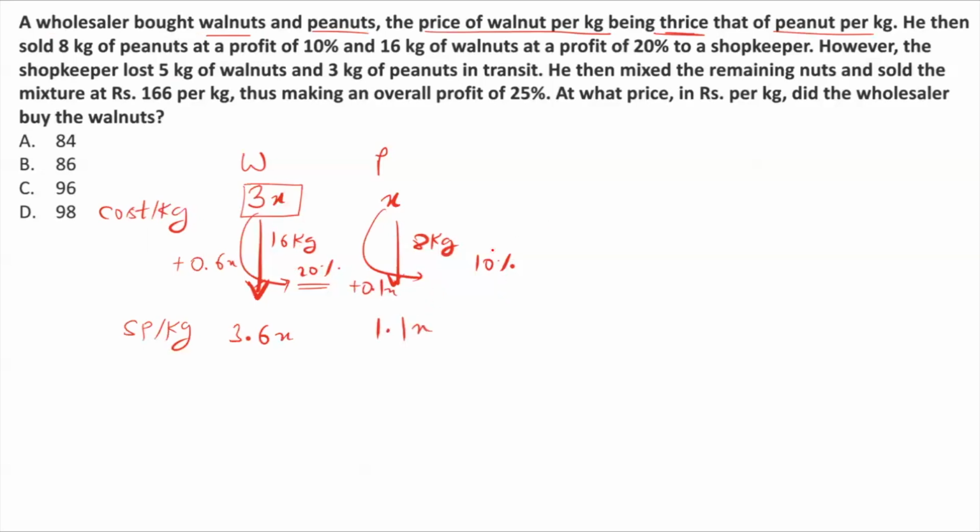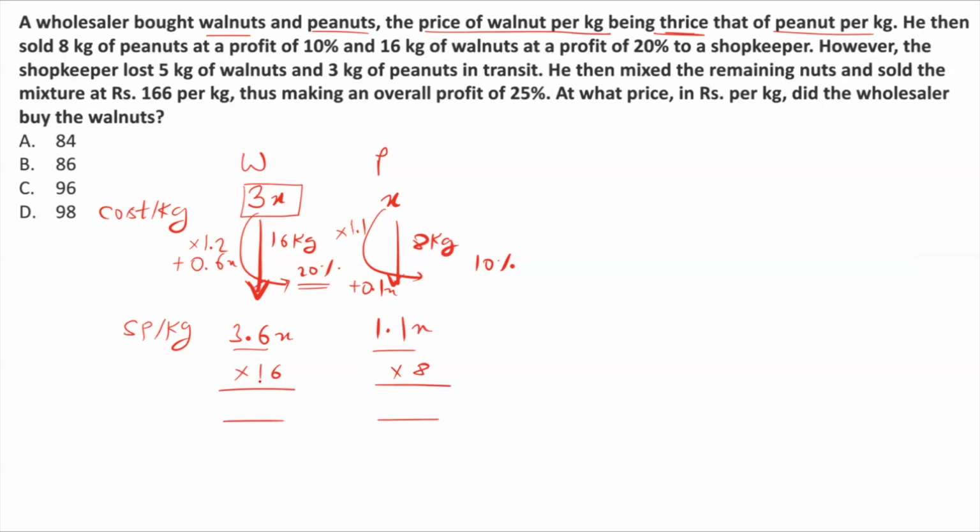There's a quick shortcut for this as well. Whenever a number increases by 20%, it gets multiplied by 1.2. Similarly, when a number increases by 10%, it gets multiplied by 1.1. So instantly you get the selling price for the wholesaler. 3 into 1.2 is 3.6, and x into 1.1 is 1.1x. He sells 16 kg of walnuts and 8 kgs of peanuts, so the selling price per kg of walnut gets multiplied by 16 and that of peanuts by 8.